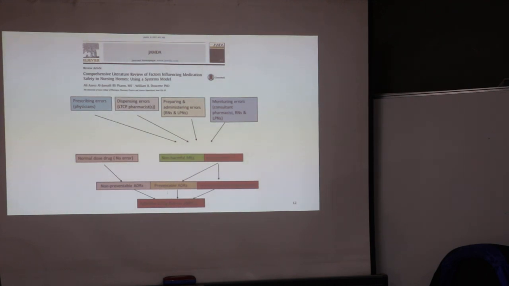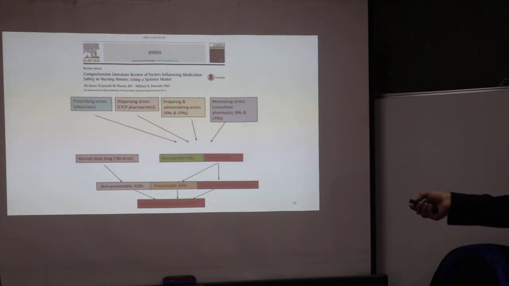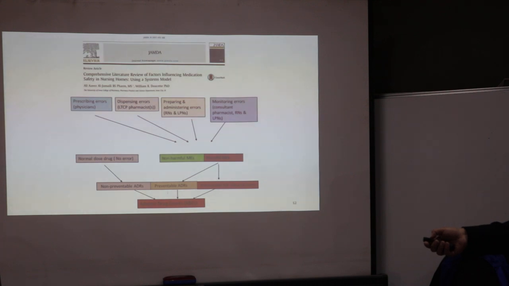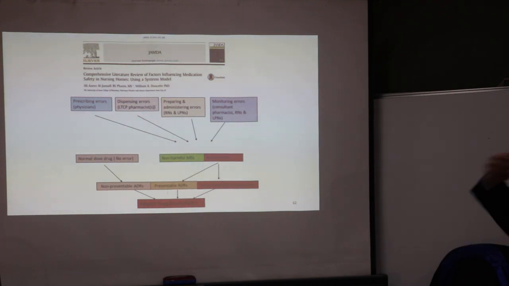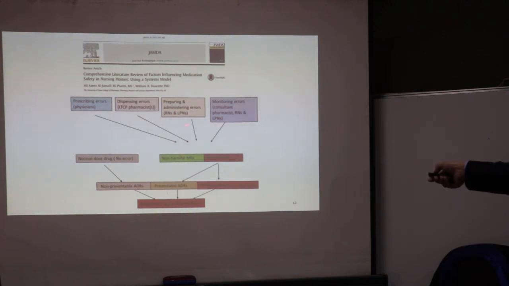I conducted a literature review and published it in the Journal of the American Medical Directors Association about the types of adverse drug events and causes of medication errors. I reviewed this with this figure. We have four types of causes of medication errors. As you know, we have prescribing by the physician; if it's wrong, we call it a prescribing error. We have dispensing by the pharmacist, which we call dispensing errors. Preparation and administration are usually done by nurses, because I'm talking about nursing homes. If there's something wrong in the administration, who is responsible? The nurses, either registered nurses or licensed practical nurses.